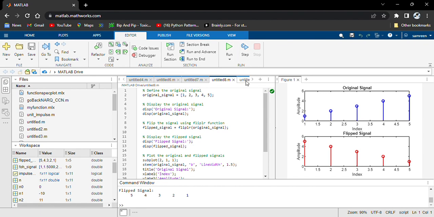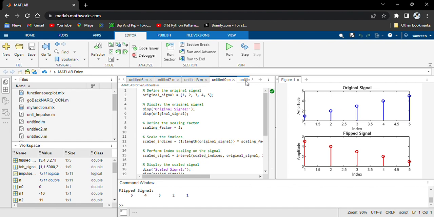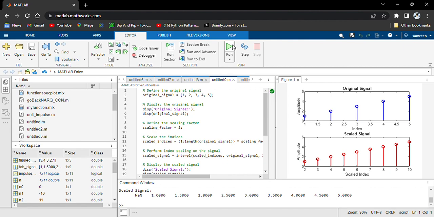Task number 8 is about index scaling of the given signal. In this example, we define our signal and multiply the index by a factor of 2. So this will also give us two subplots. Let's see. These are the two subplots. The first is the original signal and the second is the scaled index version of the original signal.